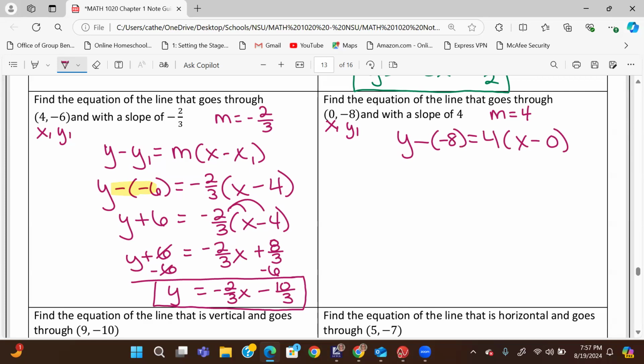All right. So again, the first thing I want you to deal with are any double negatives. So I do have one set. We're subtracting a -8, so that's going to become a plus. So y plus 8 was 4 times x minus 0.